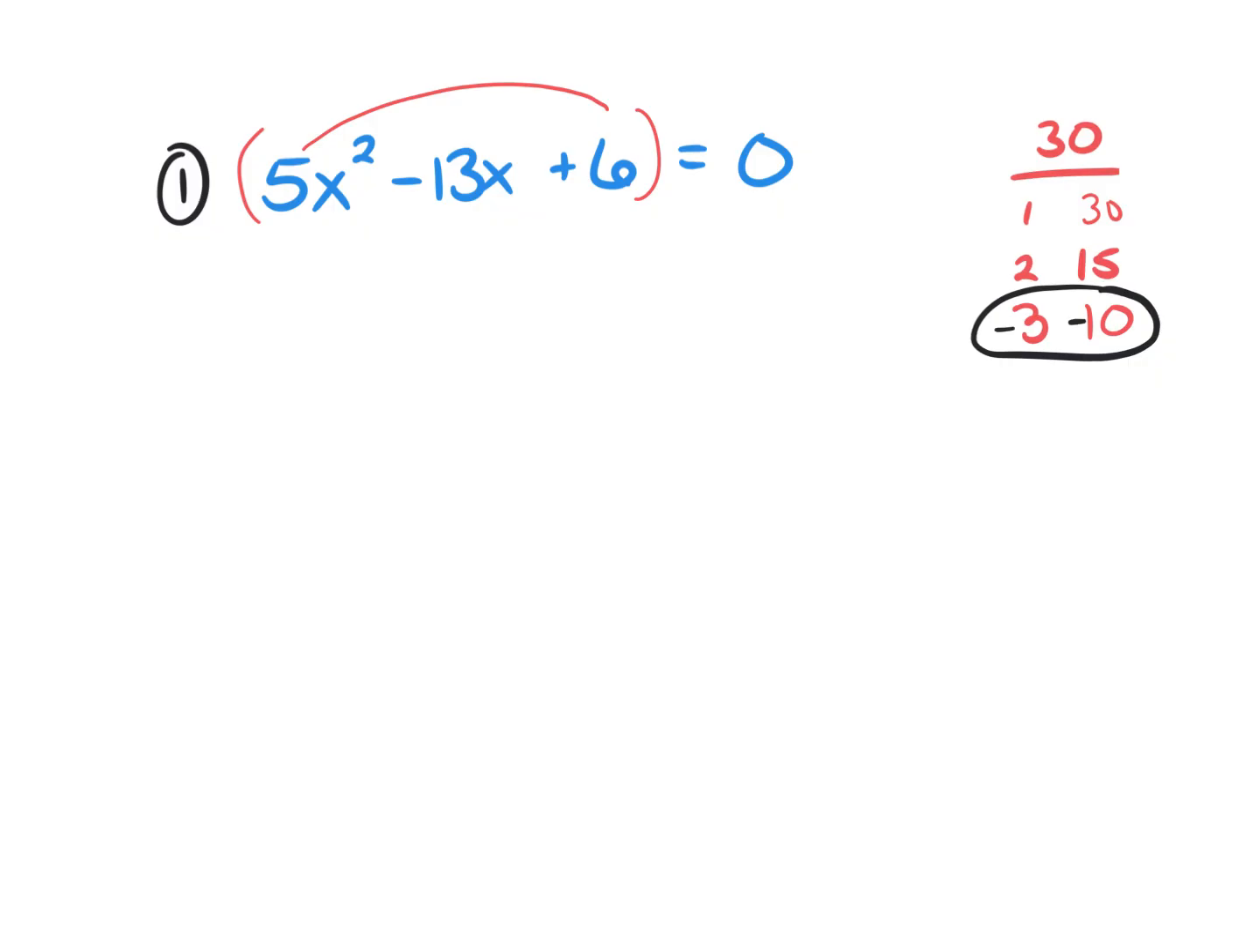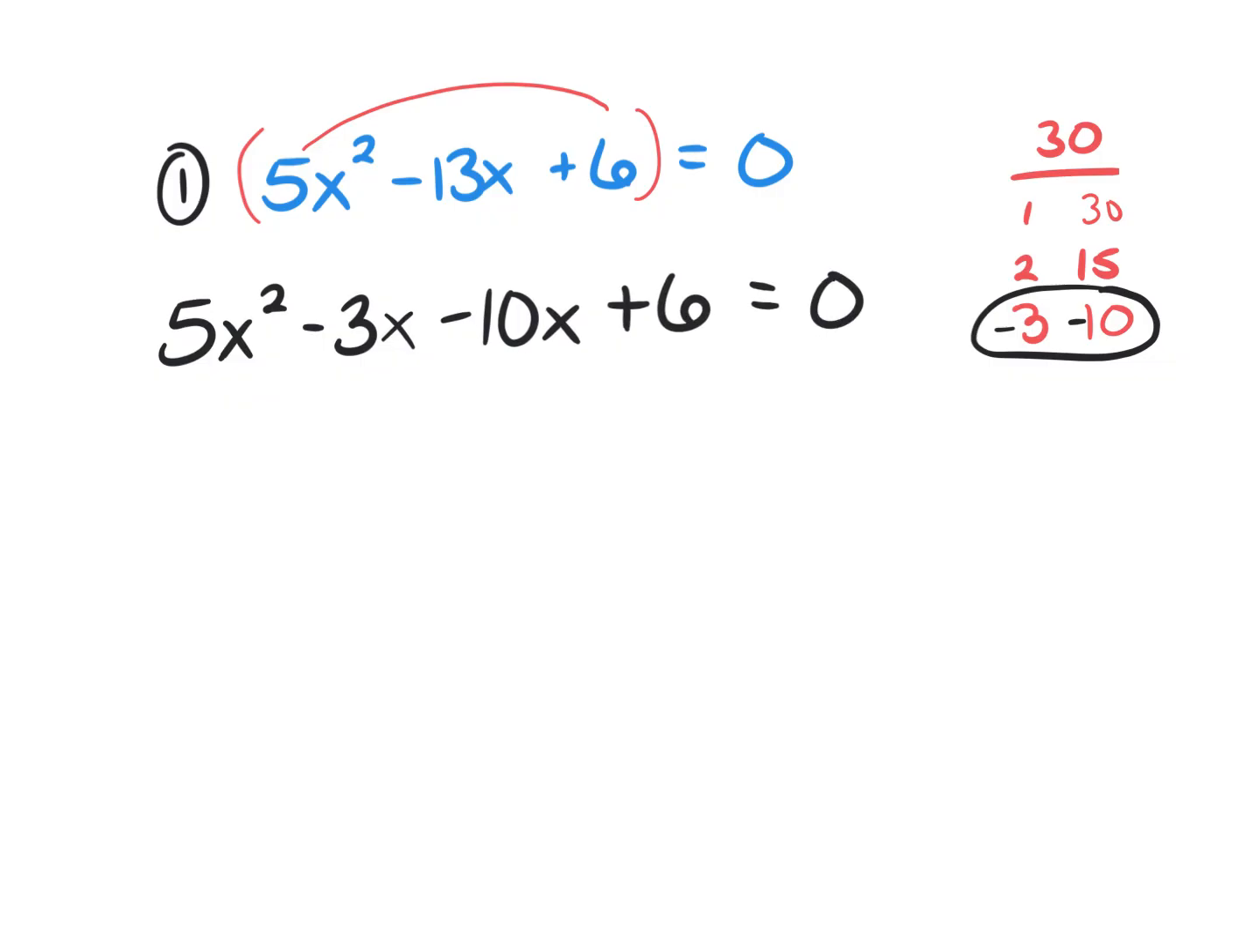Both negative. Yep. So remember, we keep our original a value, 5x squared. We write our new factors, minus 3x, minus 10x, and then plus 6 equals 0. Then what do we do with 4 terms? Group. What can I take out of that first group? I can take out an x. Good. What's left if I take out an x? 5x minus 3.